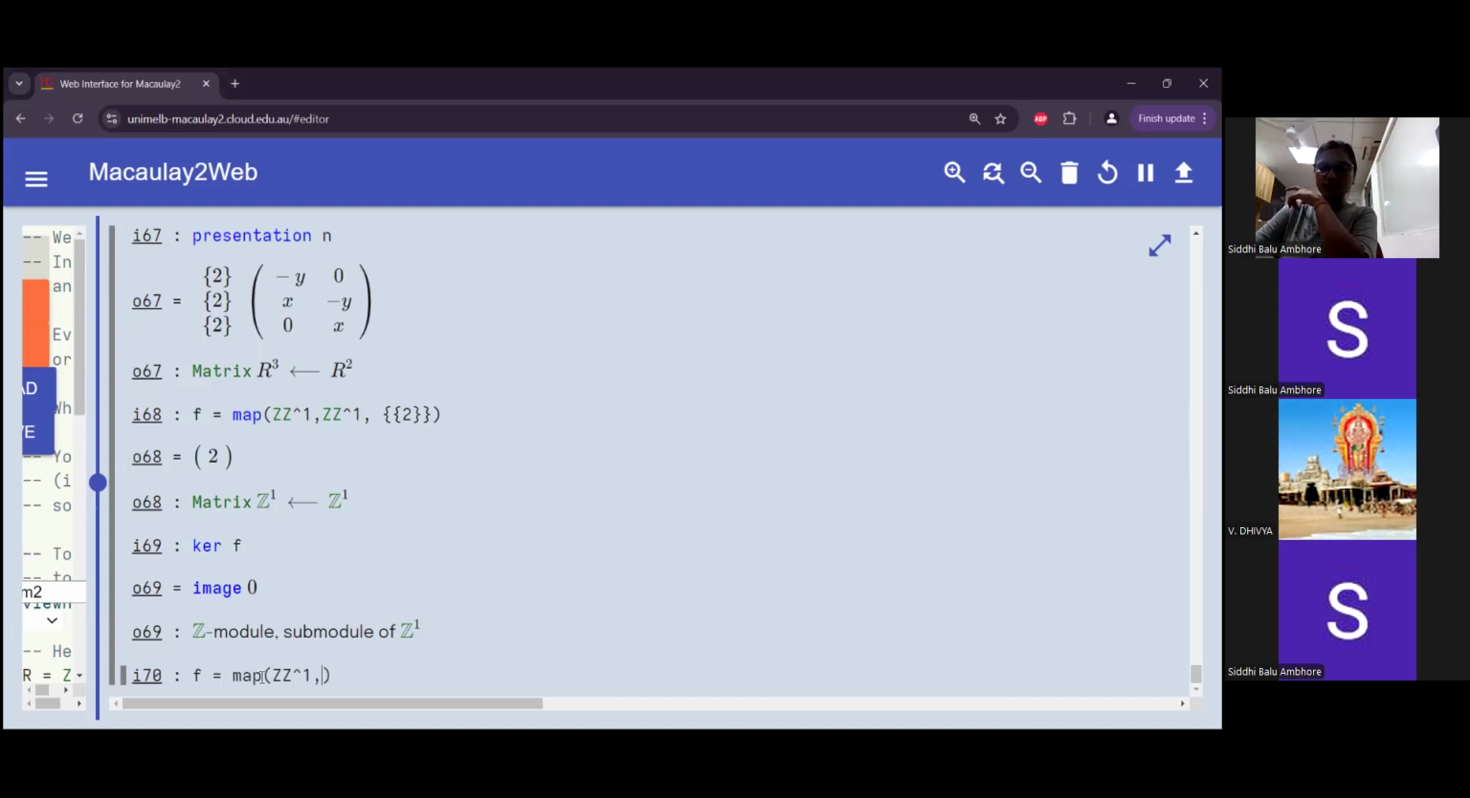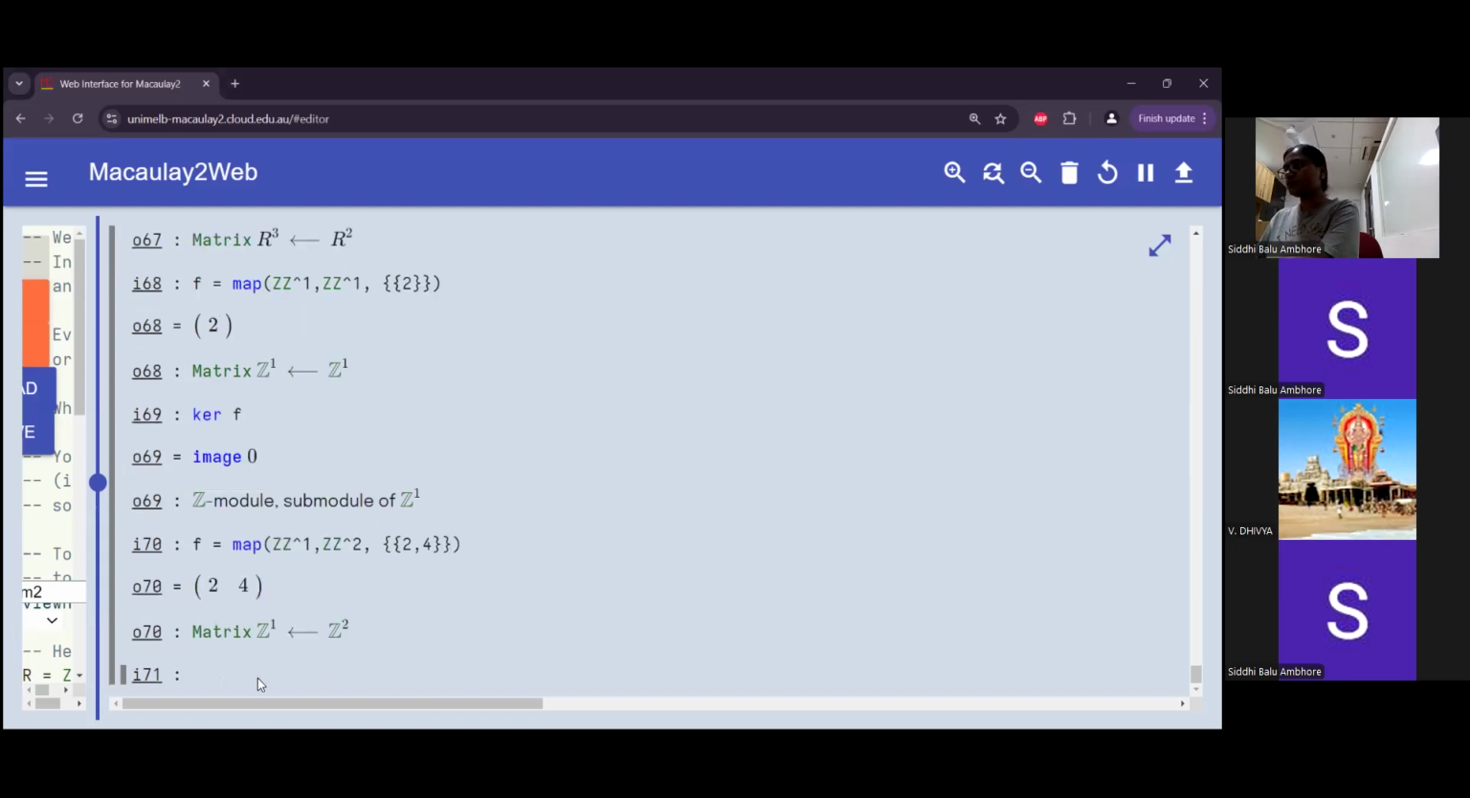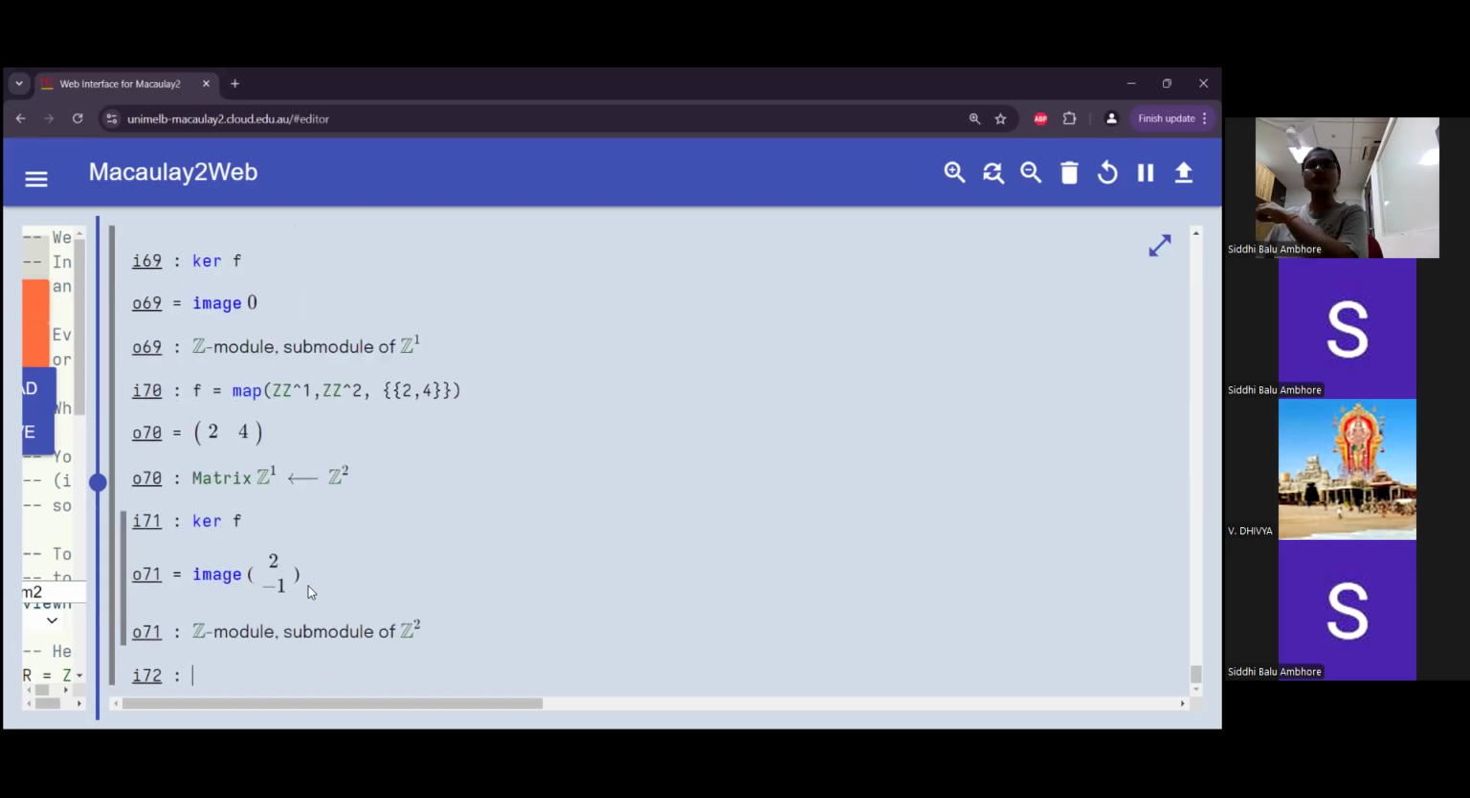We went from where to where? Z to Z square, with matrix 2 comma 4. Okay, and when I find the kernel of f now, it gives me this matrix 2 comma minus 1.